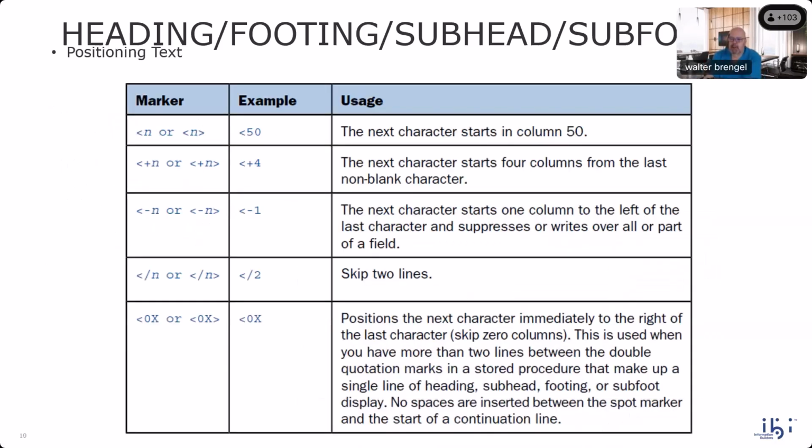Here are some spot markers examples. You can do absolute, where you do the less than sign and the number. You can do it relative into the headed line. You can do relative previous on the line. If you put a slash and a number, it's going to go that number of lines down. Instead of having to do, let's say, 5 double quotes with a space in between for 5 lines, you can just do a /5.